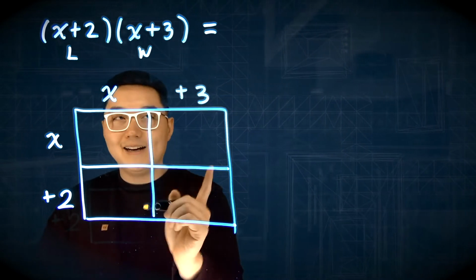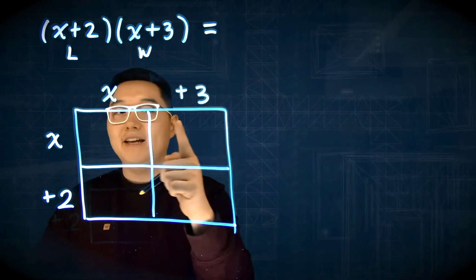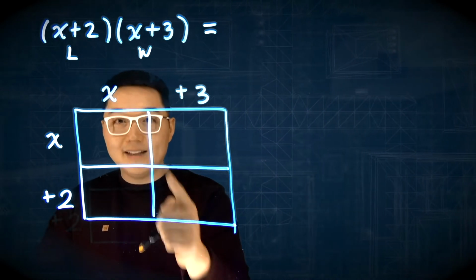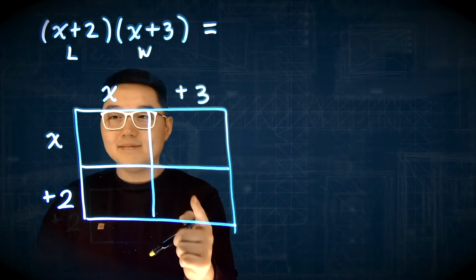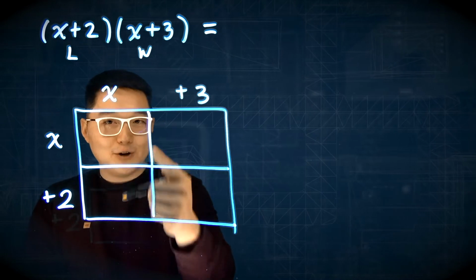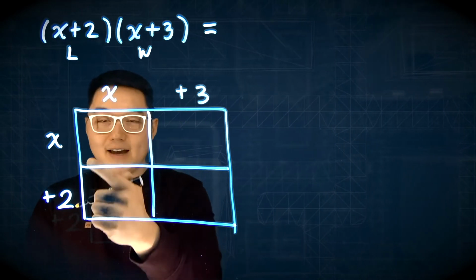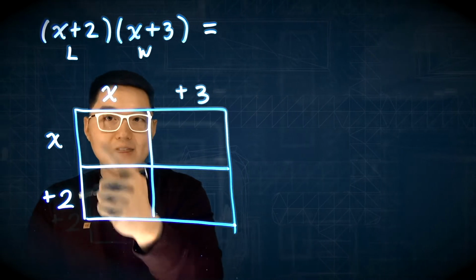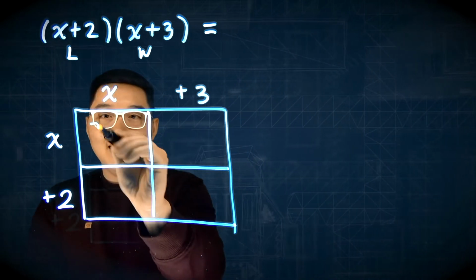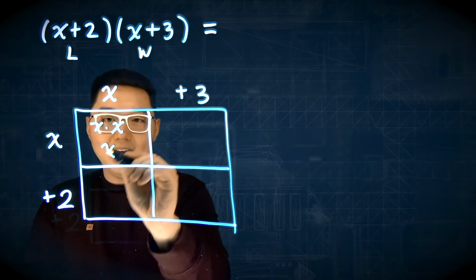So to write the area as a sum, what we're going to do is find the area of each individual section and then add them all up. Okay, so what's the area of this first section? This rectangle has the length of x feet long times the width of x feet wide, x times x, which can be written as x squared.